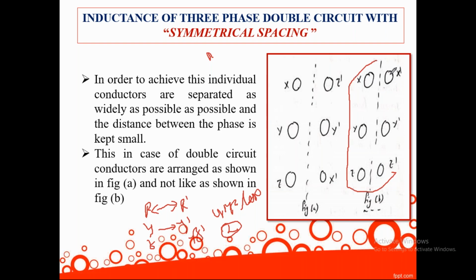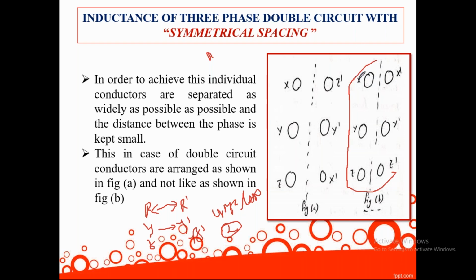Suppose the distance between X and X dash, we call it GMR, is nothing but the internal distance; the same phase distance is called GMR. Now X to X dash is called GMR. Now from X to Y dash and X to Z dash, that is called GMD, geometric mean diameter. So from X to X dash is called GMR. If this distance is reduced, the inductance increases. So by placing it in this way, the distance between the same phases will be reduced.